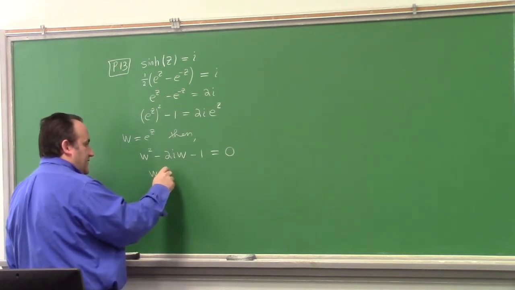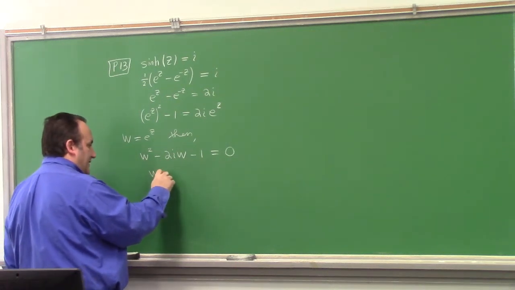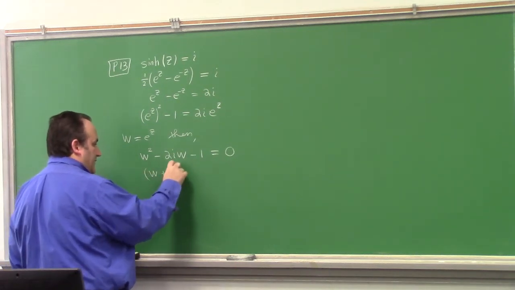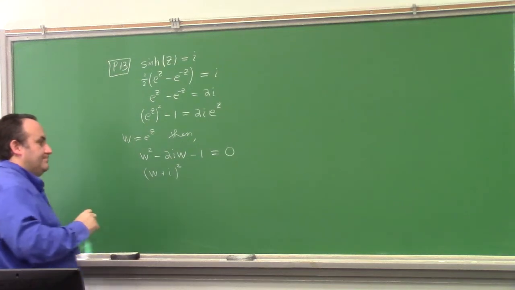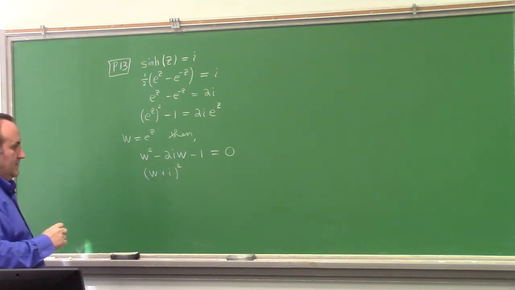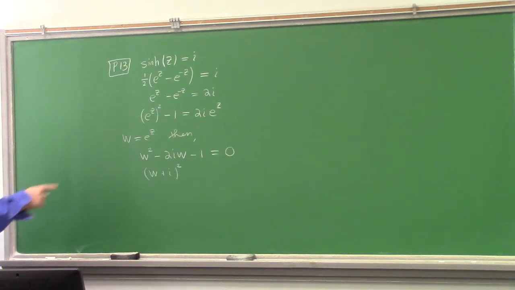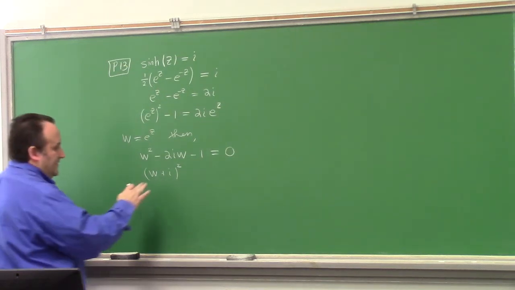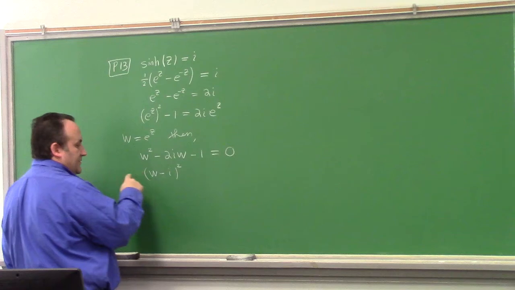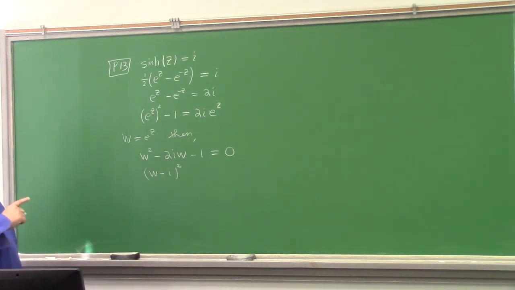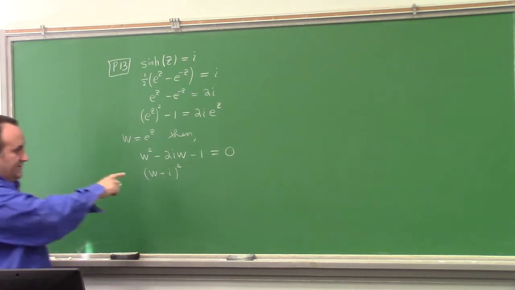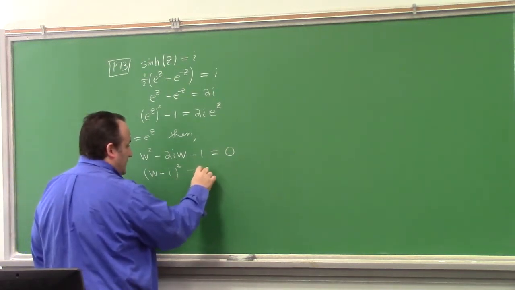Anyway, so this is, can you factor this? Well, this is w plus i squared, right? Yeah, I think it's w plus i squared, isn't it? You multiply that out, what you got? Minus i, rather, right? See that? Do you guys agree? So w minus i squared gives me w squared minus 2iw plus i squared, but i squared is minus 1. So this just straight up factors, right?